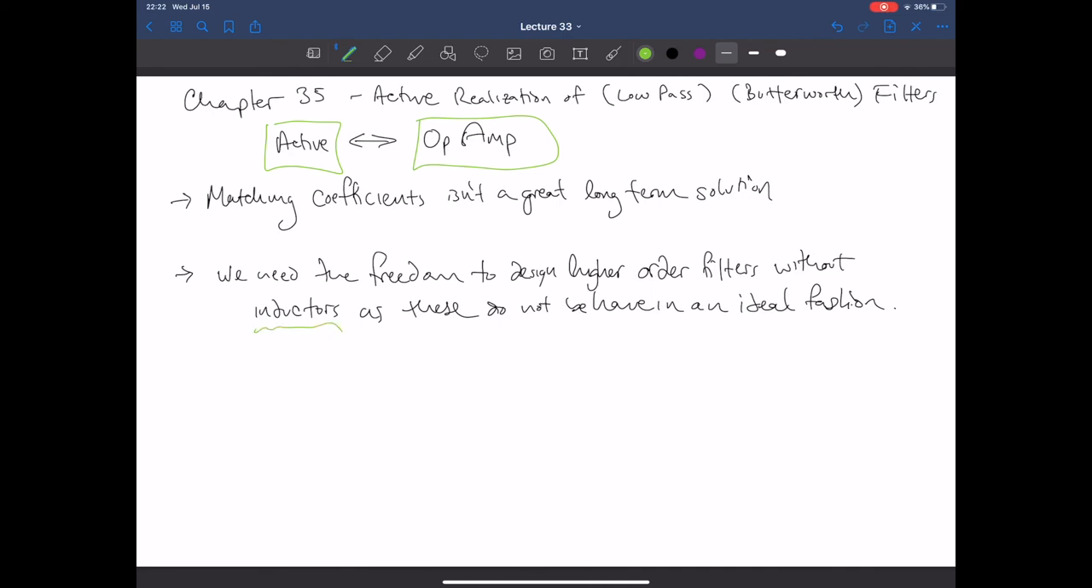The reason we don't want inductors is because they don't behave nicely. For any of you that haven't taken any labs yet, or don't have much experience using real elements, inductors kind of suck, and they take up a lot of space, and they have a lot of problems, which we're going to talk about in the non-ideal elements chapter coming up. But basically, anytime we can avoid an inductor is a good thing, and with active filtering, not only do we get to avoid the inductors, but we also get to control those transfer functions to a much higher degree.